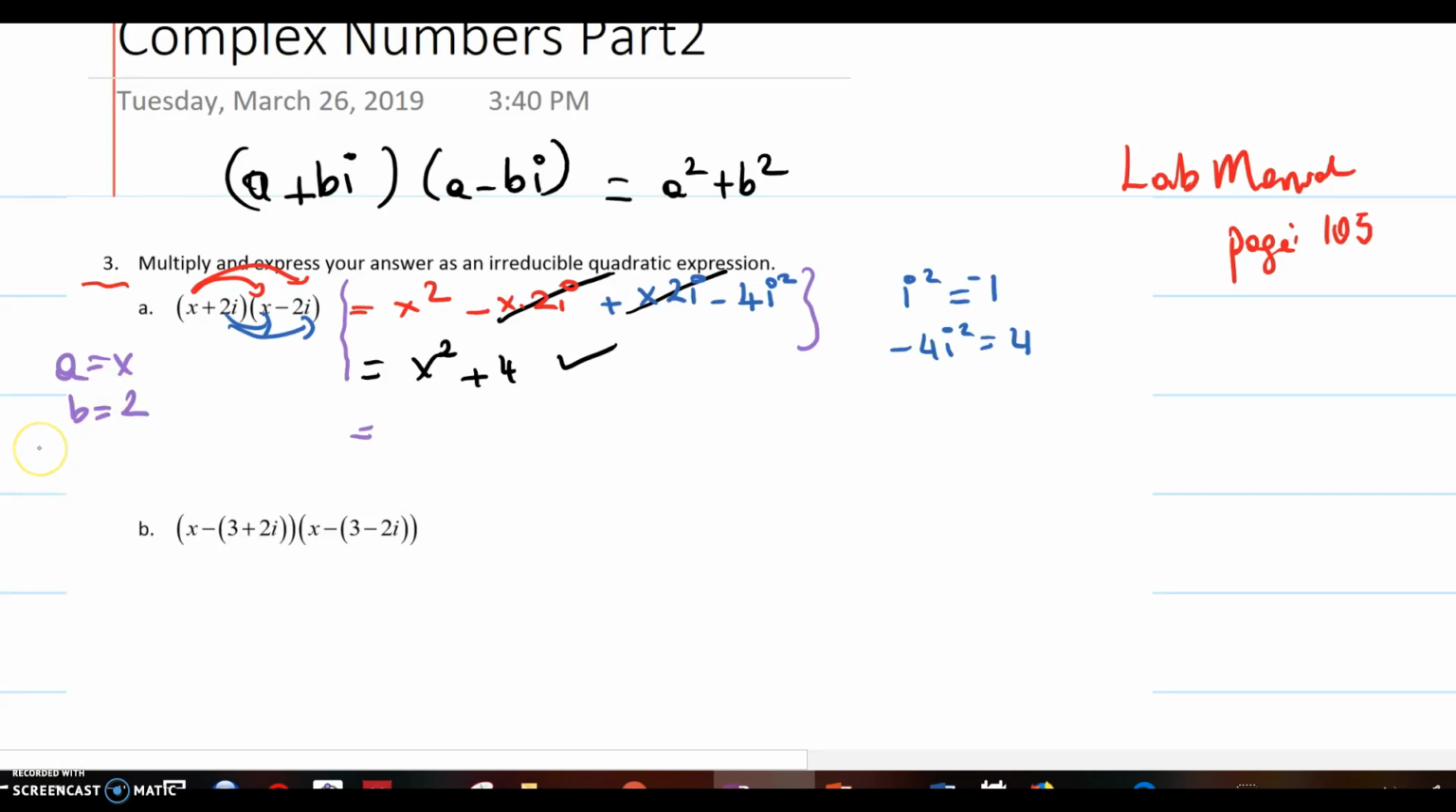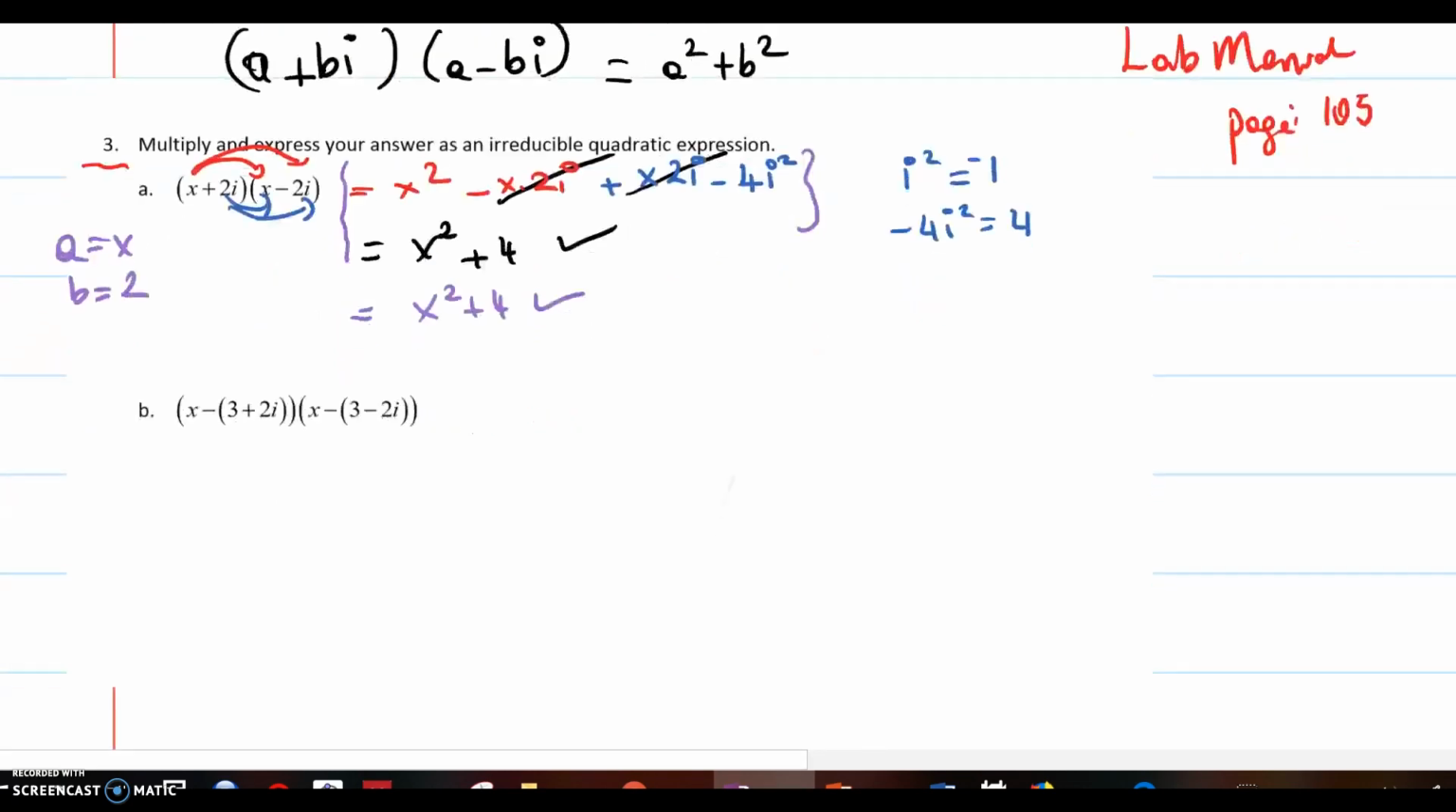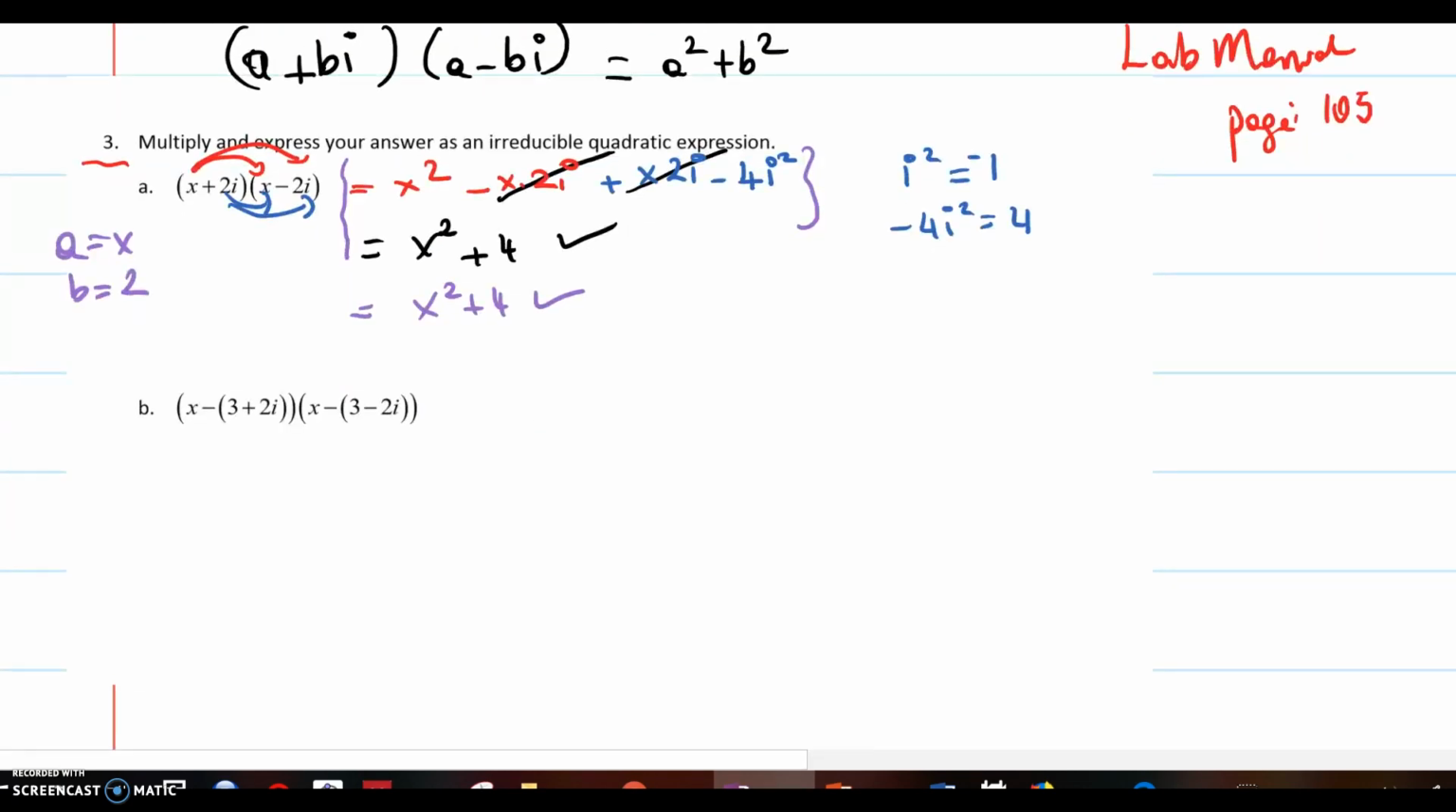So one might ask this question: why are we naming b 2 but not negative 2? It doesn't matter, because you're going to take b squared. So even if you think of b as negative 2, squared is 4, right? So then you're going to end up with x squared plus 4 by eliminating those two steps. So this is that. Now, part B, the story is different.